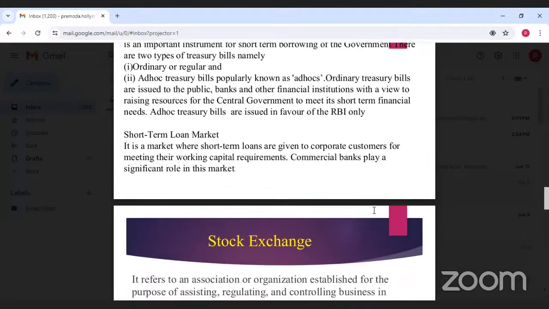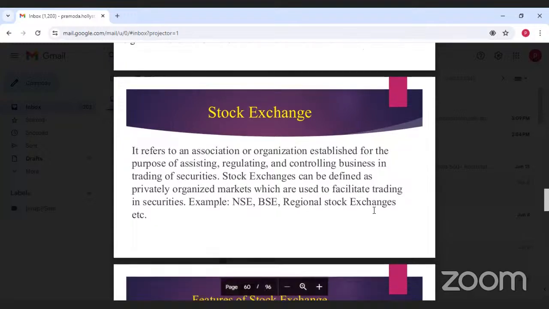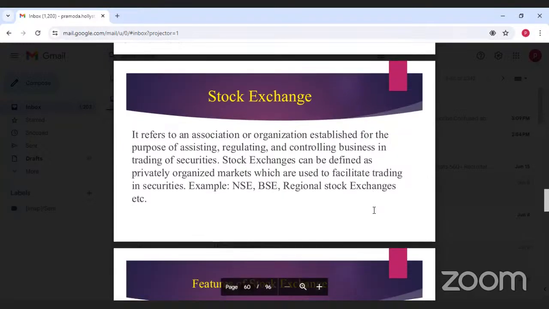Now we will move on to another important topic in financial market, that is stock exchange. As we have studied, financial market is a place where all the securities are purchased and sold. Now the question is, where are we going to buy them? Where are we going to sell them?